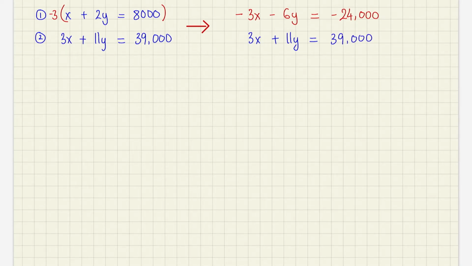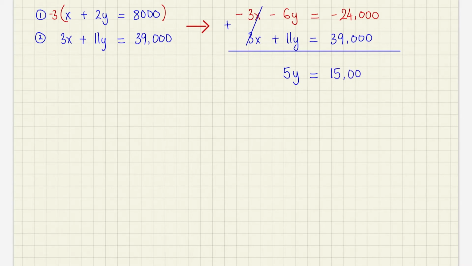From here, I'll add the 2 equations. Negative 3x plus 3x is gone. Negative 6y plus 11y is 5y, equals negative 24,000 plus 39,000 is 15,000. And then I'll divide both sides by 5. y equals 3,000.